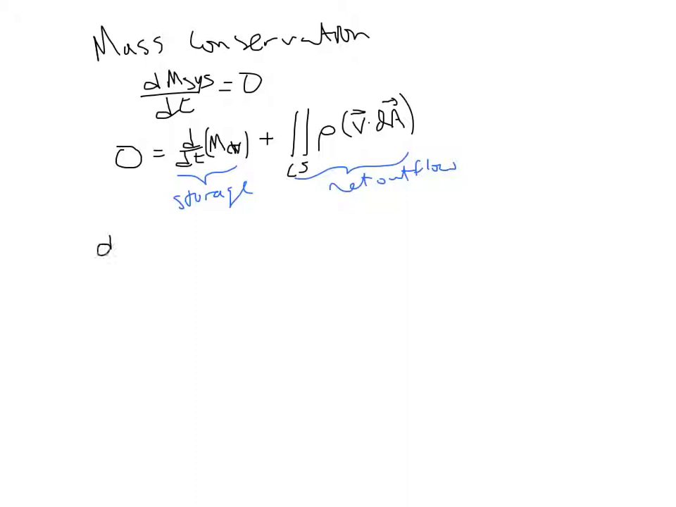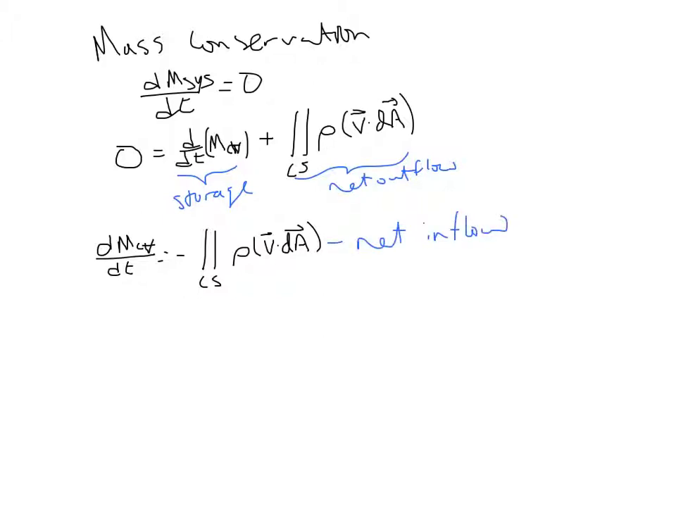But we usually write this with the storage moved to the opposite side of the equation, and so we would have that the time rate of change of the mass in our control volume is equal to the negative of the integral over the control surface of the fluxes through the control surface. So this becomes the net outflow. Net inflow. So net inflow increases the mass in the control volume, net outflow decreases. Now this is the integral form of mass conservation.